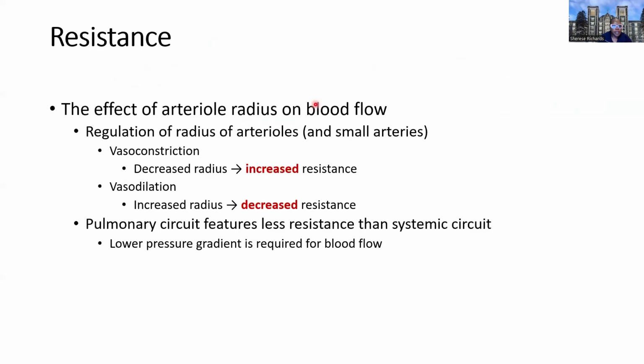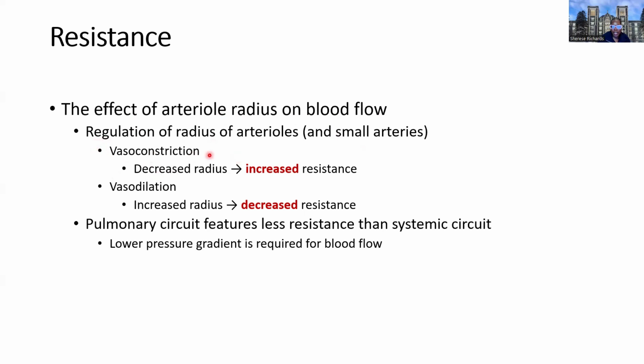All right, let's keep going. Let's talk a bit more about resistance and some of the other factors that affect the radius of a blood vessel. Arterioles are specifically important because their radius, their diameter, can be affected by vasoconstriction and vasodilation. We can regulate the radius of our arterioles and smaller arteries with the help of the autonomic nervous system, as well as the nervous system itself, and hormones and so forth.